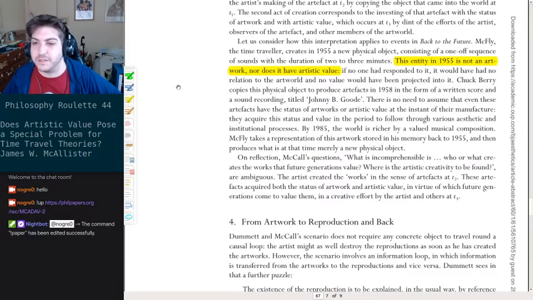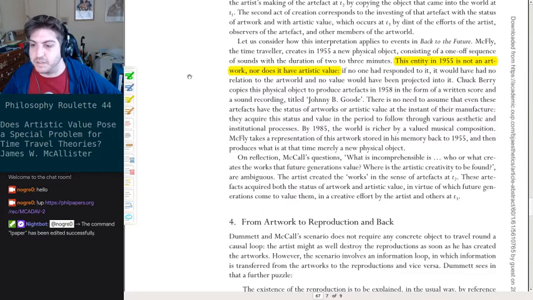Let me finish up this paragraph because I might have something to say. If no one had responded to it, it would have no relation to the art world and no value would have been projected into it. Chuck Berry copies this physical object to produce artifacts in 1958 in the form of a written score and sound recording titled Johnny B. Goode. There is no need to assume that even these artifacts have the status of artworks or artistic value at the instant of their manufacture. They acquire this status and value in the period to follow through various aesthetic and institutional processes. By 1985, the world is richer by a valued musical composition.